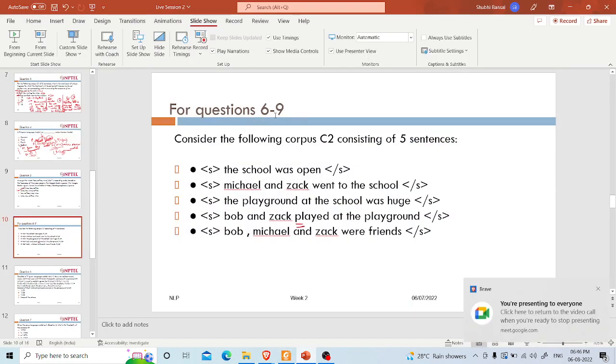So for the questions numbered from 6 to 9, you are to consider this following corpus. Start of the sentence is given. First sentence is the school was open. Second one is Michael and Zach went to school. Third is the playground at the school was huge.